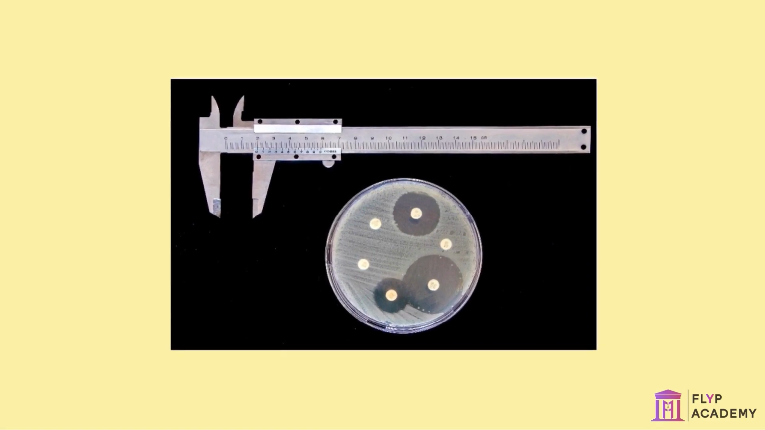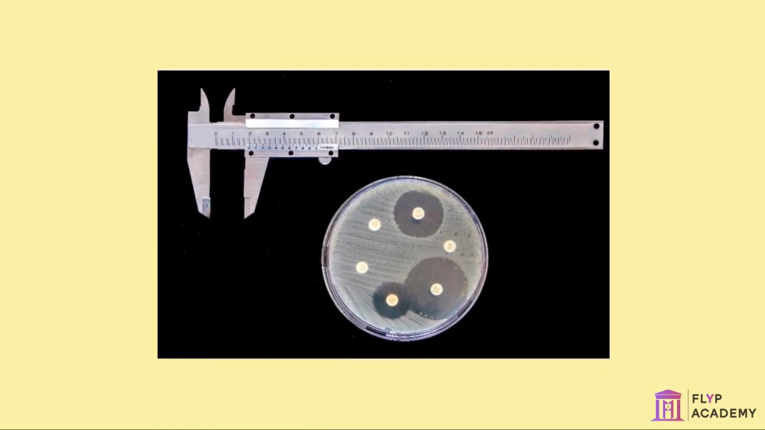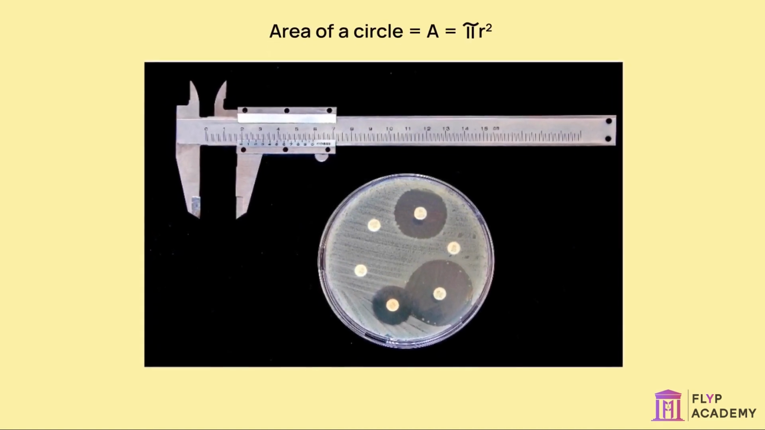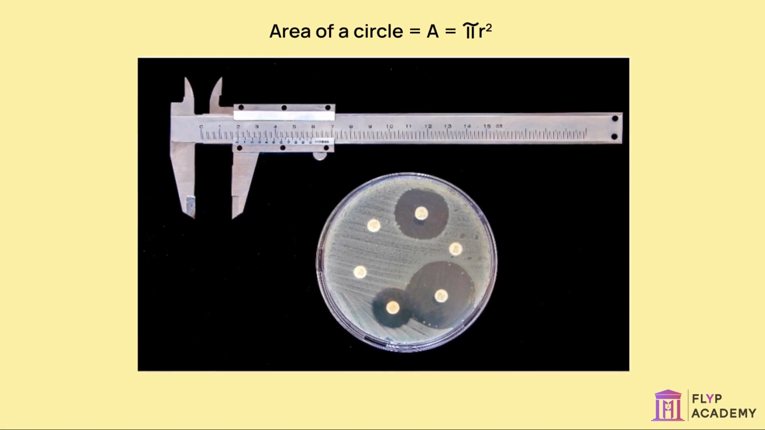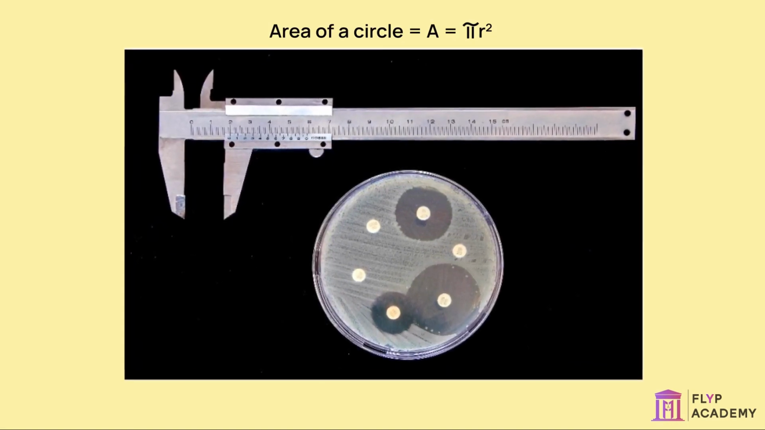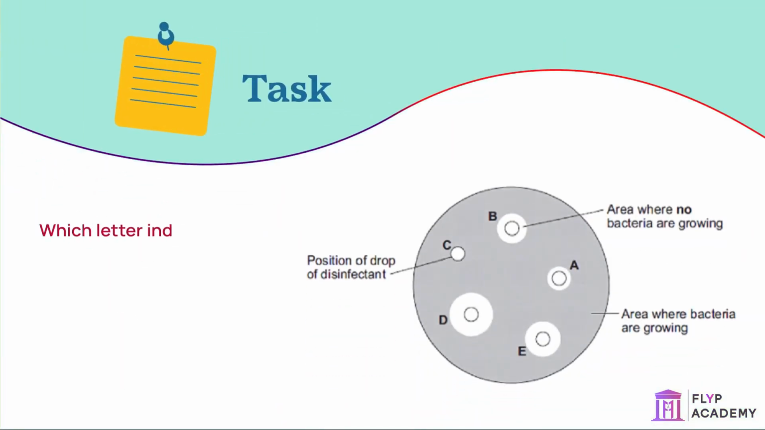You can work out the area of the clear area using the area of a circle formula. Area of a circle equals A equals pi r squared. You would need to measure the diameter of the clear area and divide it by 2 to find the radius. Task: which letter indicates the most effective antibiotic?